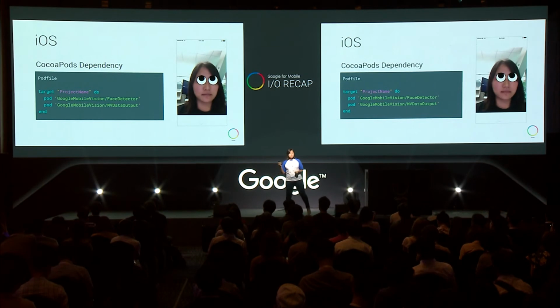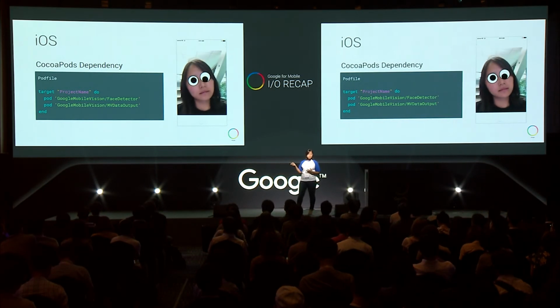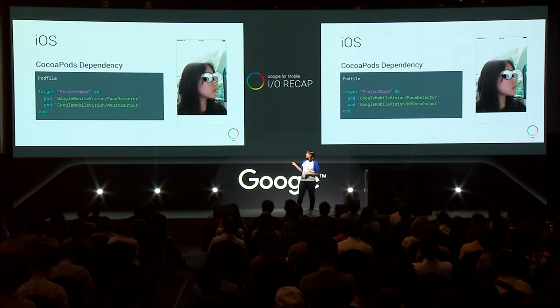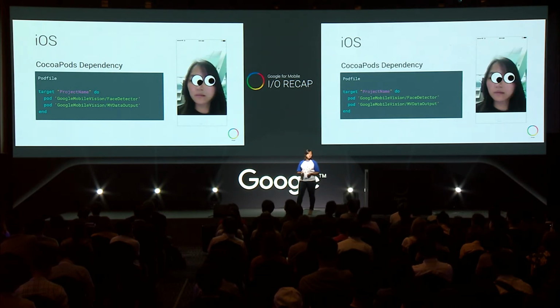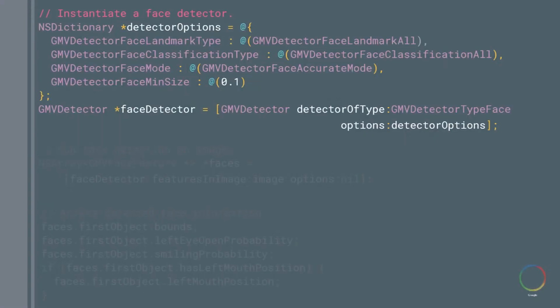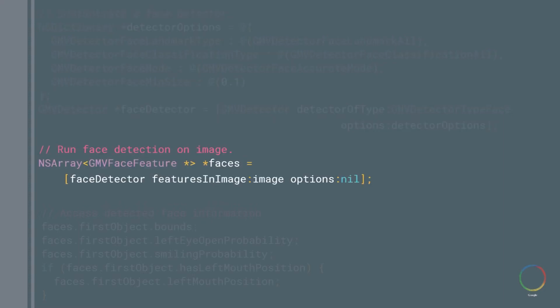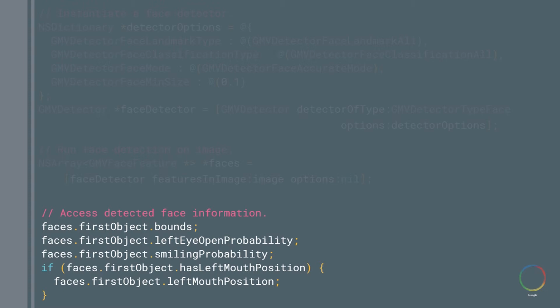Again, the Face API is also available for iOS. For your CocoaPods, you want to specify the face detector dependency. This is what the static image looks like. You want to instantiate your detector through a factory method and specify face. Pump it through with the image, and then you can access all the information just like in the Android API.